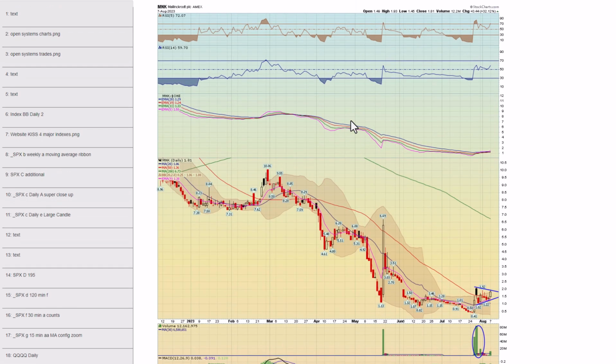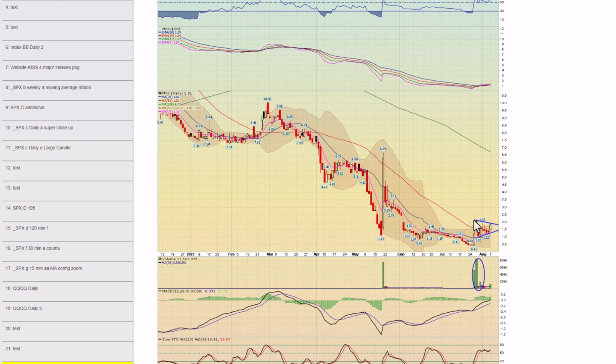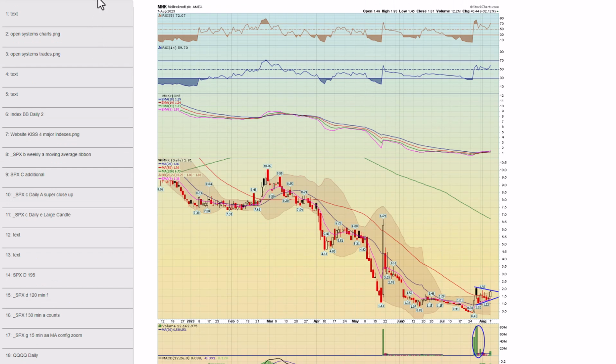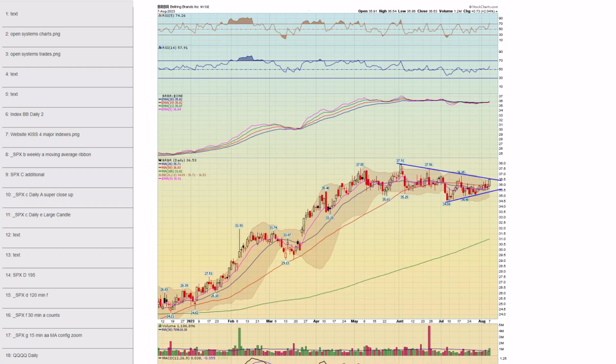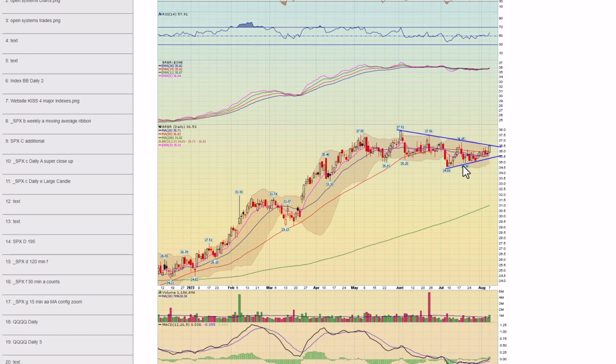Now moving on to some new setups. Chart 82, MNK, Mallinckrodt. Beautiful little bull pennant here forming. I like the volume patterns. Looks pretty good. Chart 83, BRBR, another coil. Good volume today. By the way, all these are for my volume scan, so all these long ideas here have good volume coming into it.